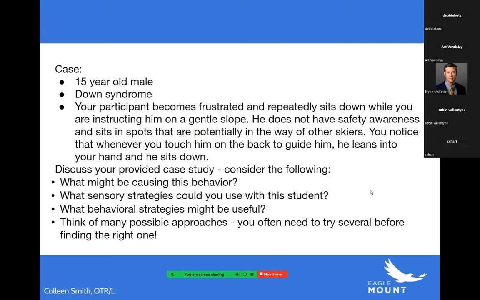So using that case study, consider what might be causing that behavior. What sensory strategies could you use? What behavioral strategies could you use? And think of a few approaches, because you often need to try more than one before finding what fits. We can do it at the same tables, and we can bring around, if you want to make a picture schedule, if that feels like something that would help, you don't have to. We'll show you what they're like, and maybe you'll end up using them in the wintertime. Then I'm going to see if I can make breakout rooms.